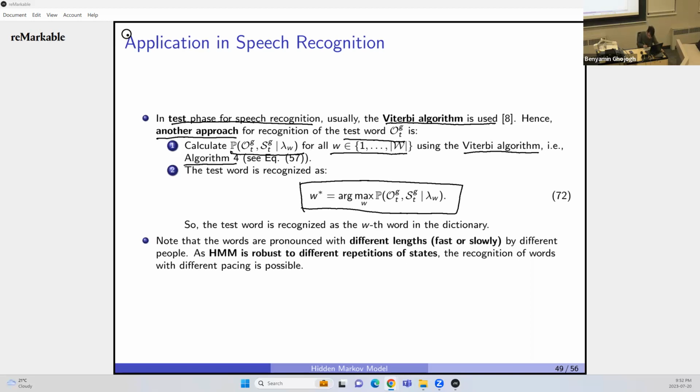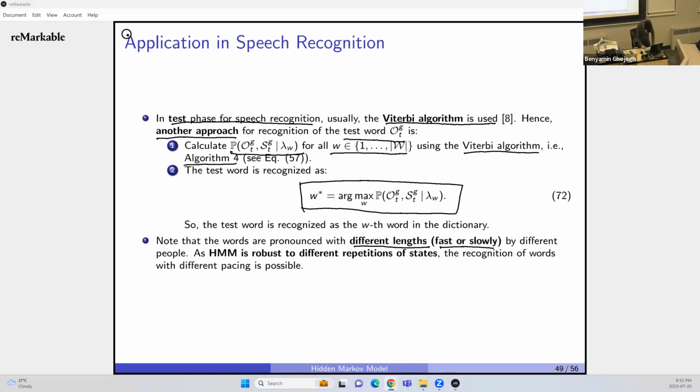Note that the words are pronounced with different lengths, fast and slowly. But why was the hidden Markov model dominant in speech recognition? Why was it very good to use? Exactly. It adapts itself to the length. It's robust to the different lengths, right? It determines how many states I need.